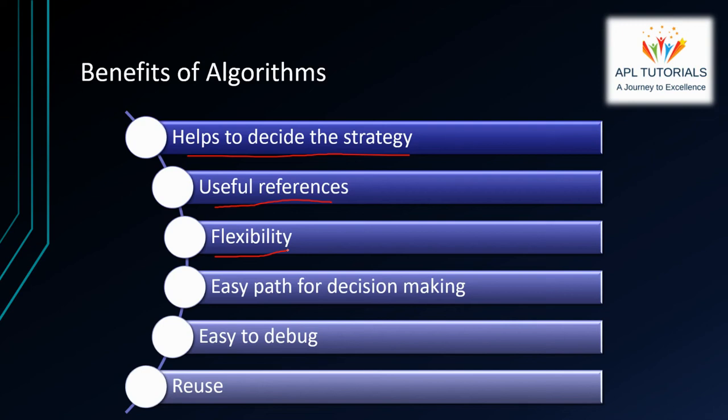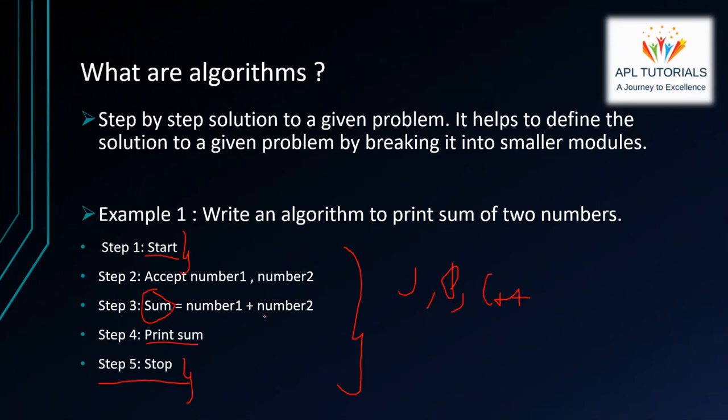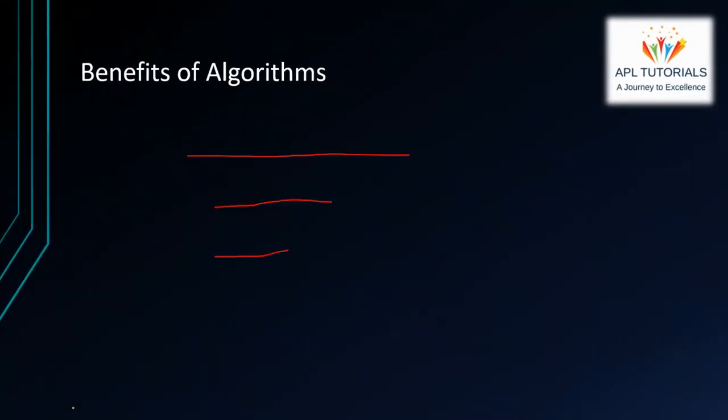Okay. Easy path for decision making. Decision making becomes easier. Why? With the help of an algorithm, you can easily come to know which step is wrong and which step is correct, because each and every step is written in such a systematic way.